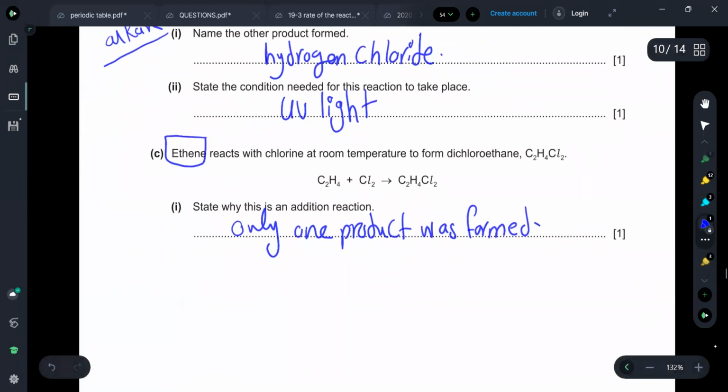Ethene reacts with chlorine at room temperature to form dichloroethane. Ethene is an alkene, so it reacts by addition reaction.